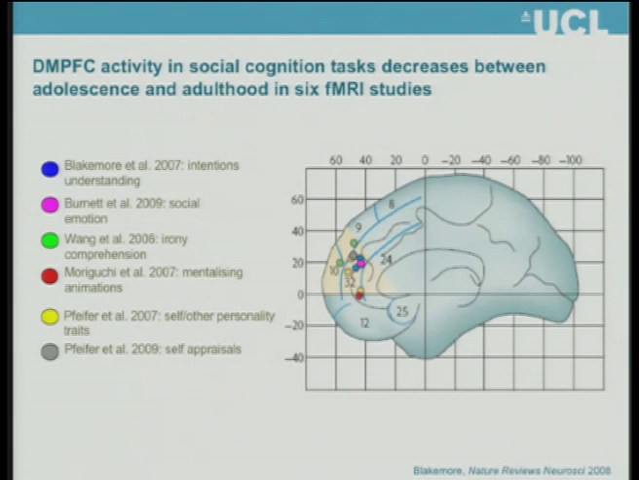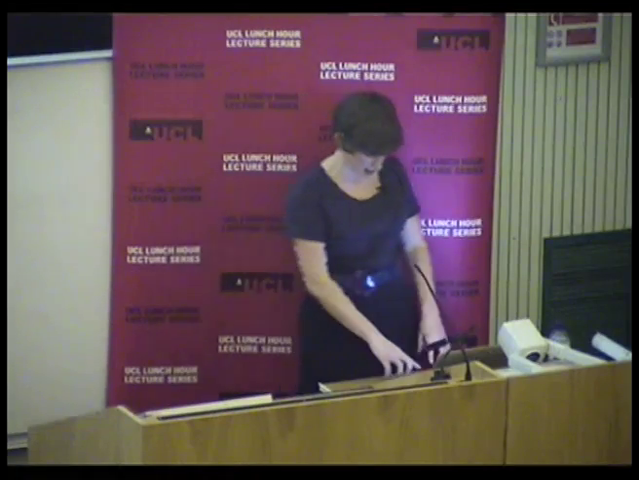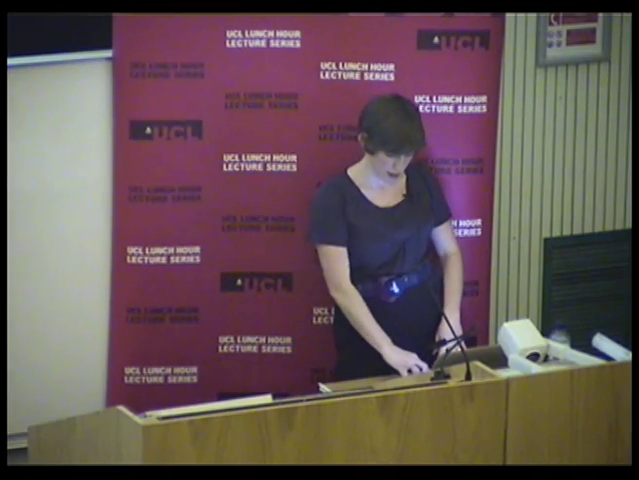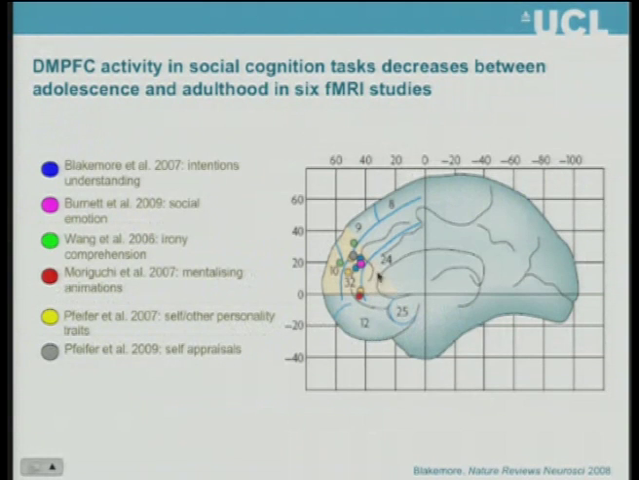This is very remarkable for imaging, where you get a lot of inconsistent results, but this was a very consistent result by these 6 studies, all carried out around the same time by different labs using very different stimuli and different tasks, but all the tasks and stimuli had some kind of theory of mind component, so some social cognition component, and you can see them here. So this is the region of medial prefrontal cortex in which activity decreases between adolescence and adulthood during social cognition tasks. So there seems to be something very real going on there.